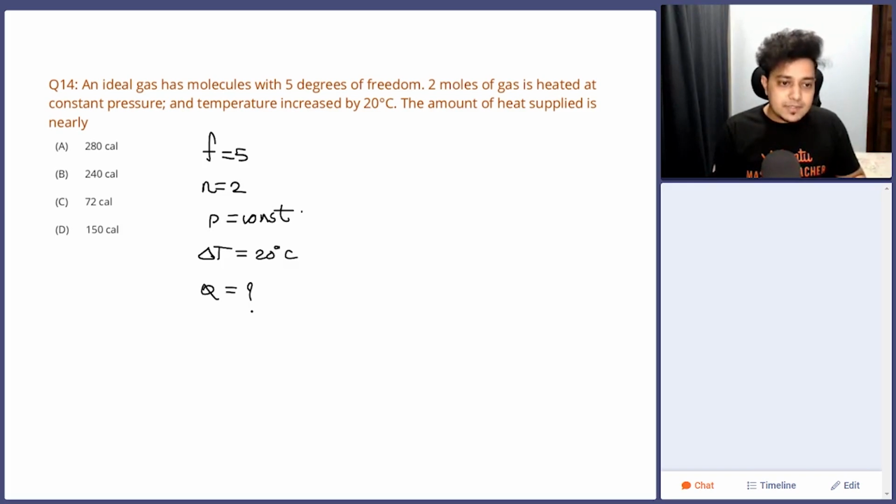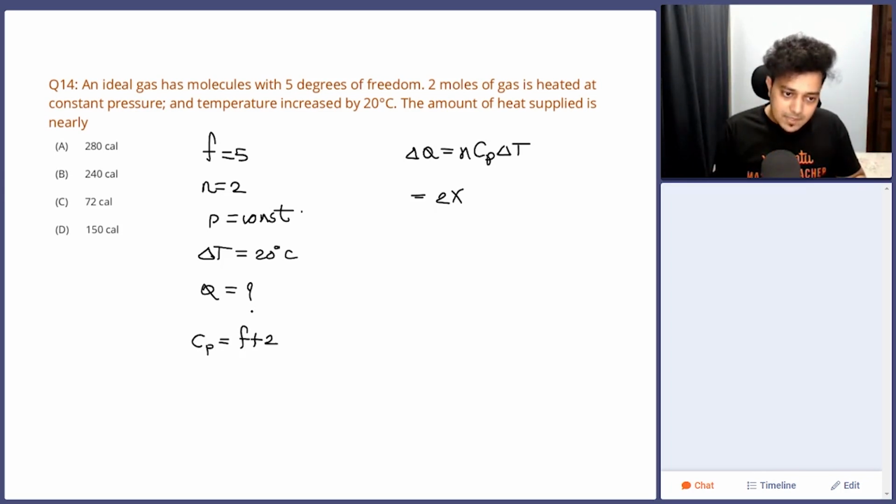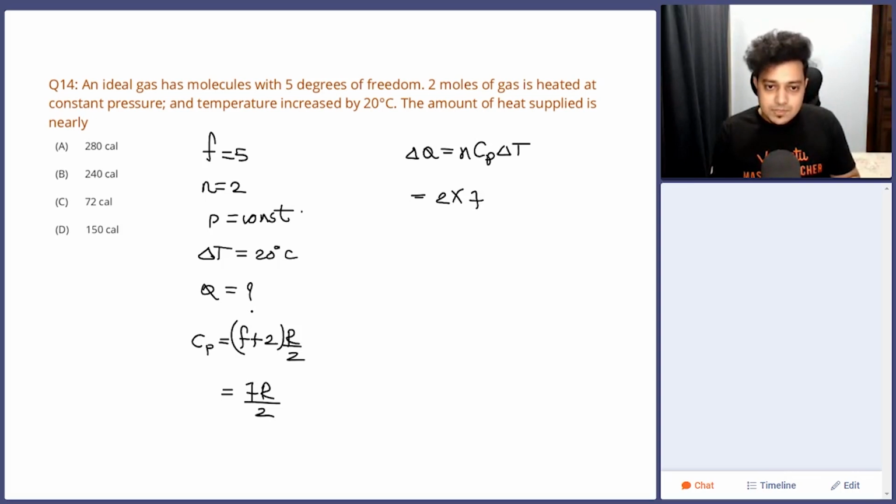Amount of heat supplied is nearly equal to... So this is heat supplied at constant pressure, which will be N CP delta T. N, number of moles, is 2. We don't know the CP value, but we can get it very easily as (F plus 2) into R by 2, where F is degree of freedom. So degree of freedom is 5 plus 2, 7 into R by 2, into delta T, which is 20.